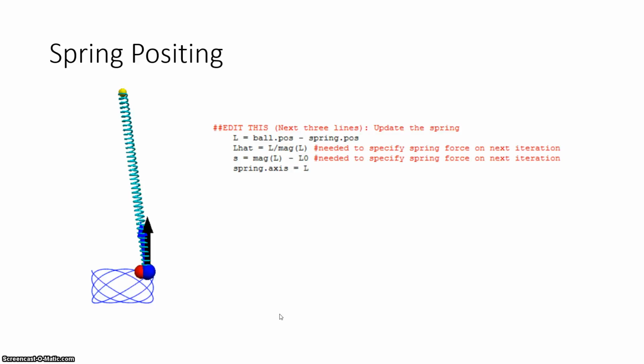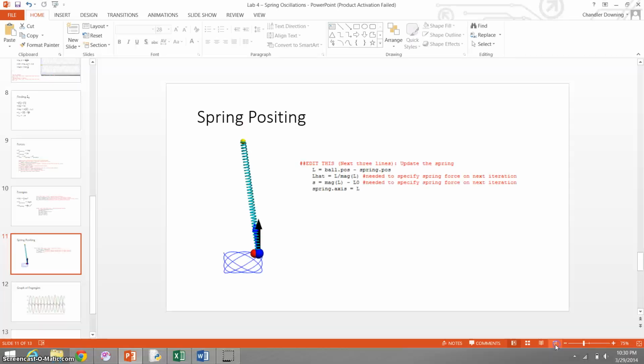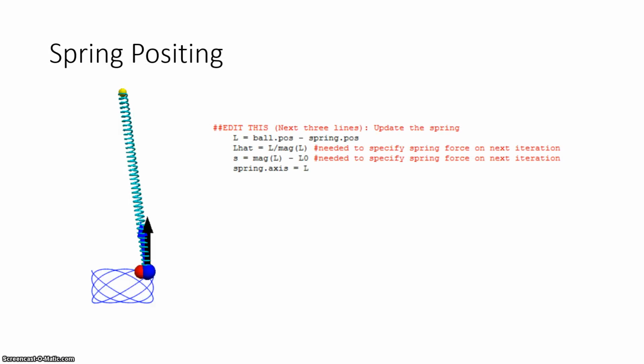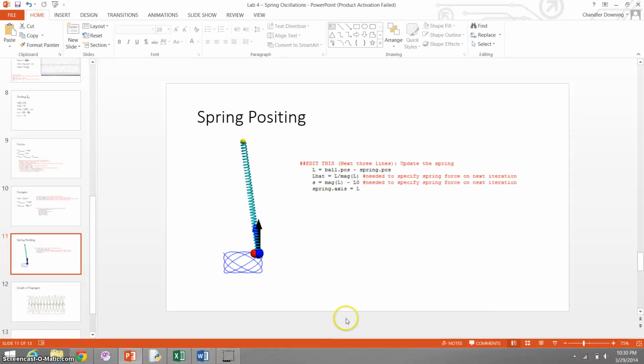To update spring position, two components need to be updated: length and tilt, L and the spring axis, spring.axis, respectively. Subtracting the ball position by the spring position will give us the length. Dividing by its magnitude will give us the unit vector, L hat. Subtracting the magnitude of the length from the original will give us the stretch, s. Finally, to graph the axis, we use the vector L.